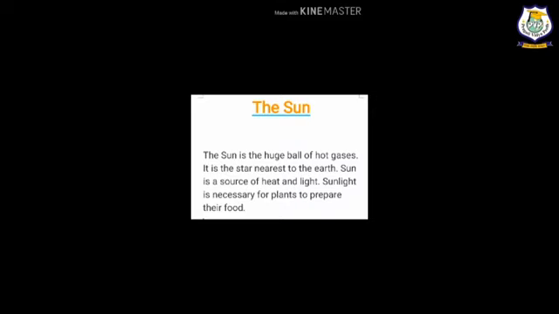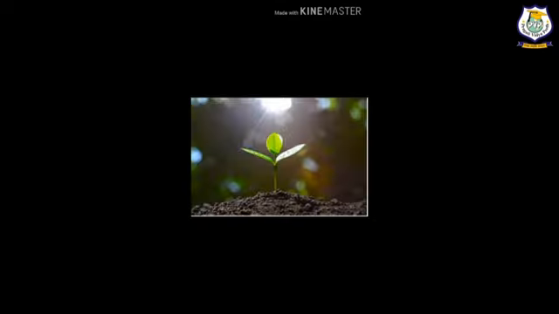Sun gives heat and light to the earth, and this really makes life possible on earth. Otherwise, we are not able to live on this planet. Sunlight is not important for human beings only. This is also used by plants on earth to prepare their food. Plants prepare their food by the sunlight.